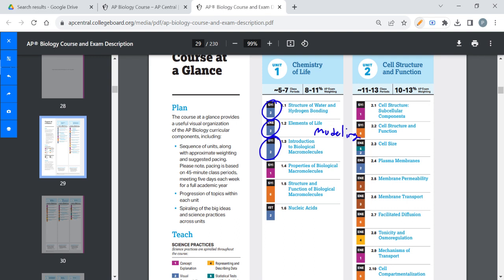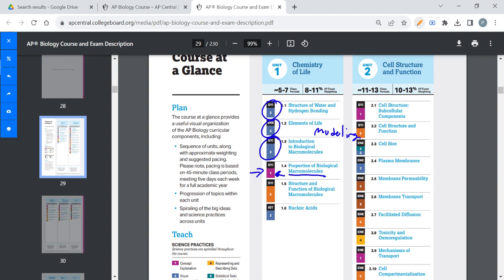So the science practice that we're looking at here is making sure that you can do visual representations for structure of water and hydrogen bonding, right? Elements of life, can you show these nutrient cycles? Introduction of biological macromolecules, can you explain to me how dehydration synthesis and hydrolysis works using a picture, right? While this one right here, properties of macromolecules, this is all focusing on concept explanation. Go ahead and explain to me why or what they end up doing, right?